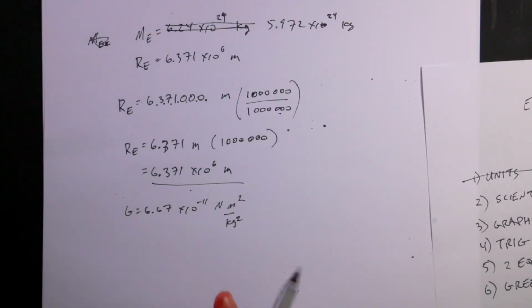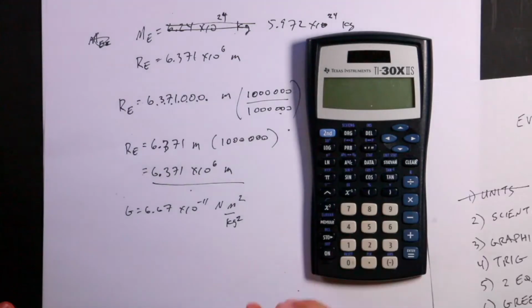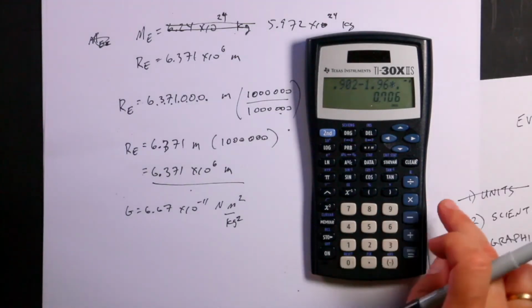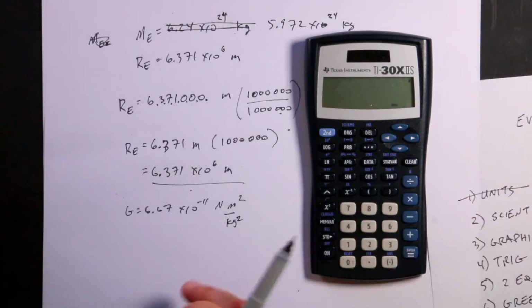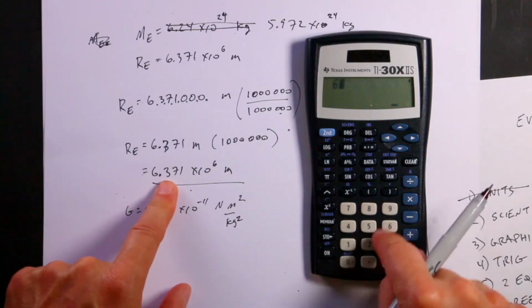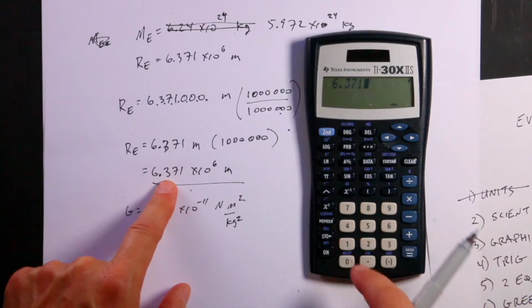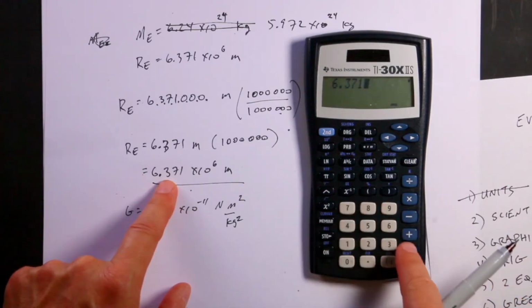Now, when you enter this into your calculator, let's go over this, because this is something that you need to practice. So here I have a calculator. Can you see that? Oh, that's better right there. Let's turn it on, and let's clear it. So let's enter this in scientific notation. So I'm going to say 6.371, and then there is a scientific notation button.